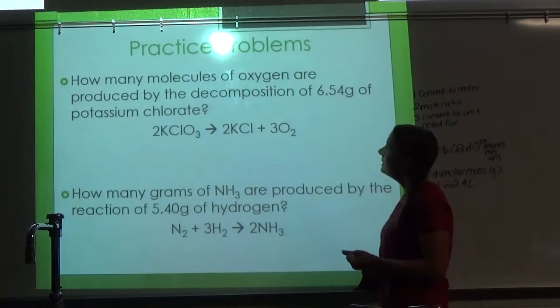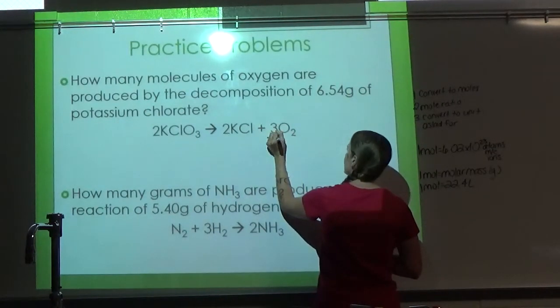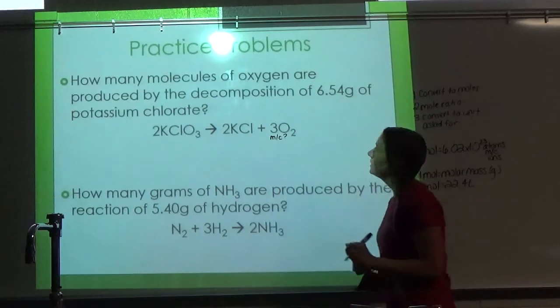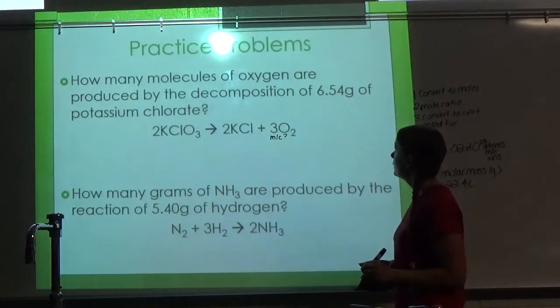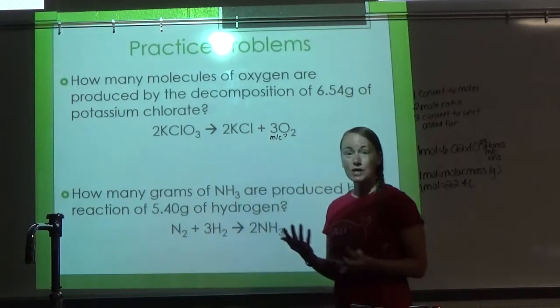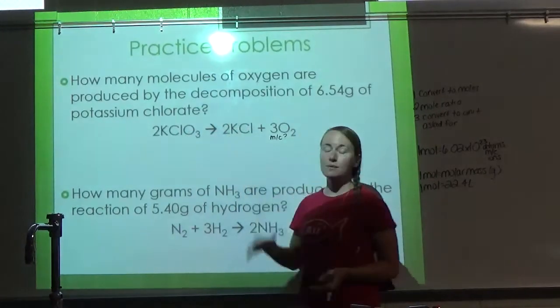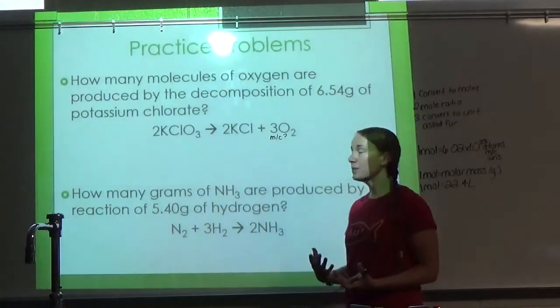So it says, how many molecules of oxygen, so I'm looking for molecules of oxygen, are produced by the decomposition of 6.54 grams of potassium chlorate. Now this is where you have to be careful. Which one of these is potassium chlorate? Some of y'all have trouble with naming from chapter 9.